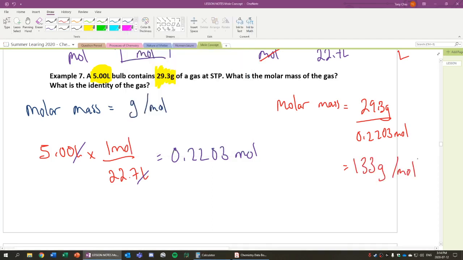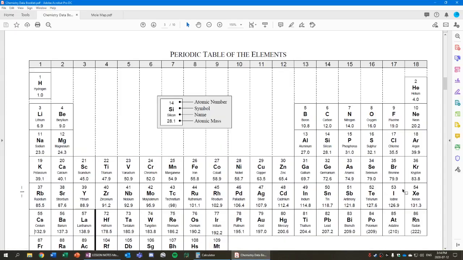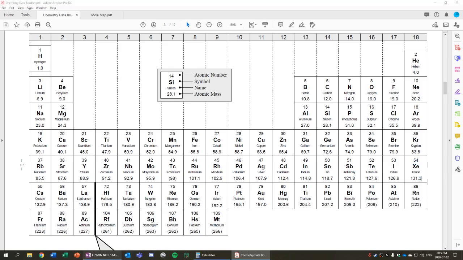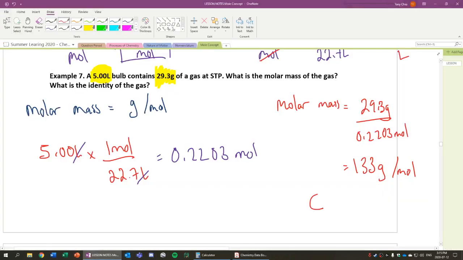Now, what gas may have this molar mass? Well, if we look at our periodic table, we see that cesium can have that molar mass. Cesium is 132.9, but cesium is actually not a gas. It's a solid, it's a metal. So the only gas that's pretty close to it is xenon. Xenon has a molar mass of 131, so it's actually fairly close to that value. So it can be xenon.